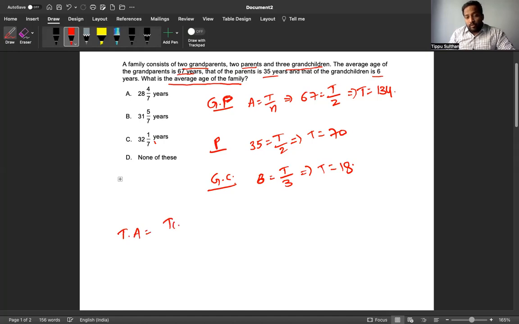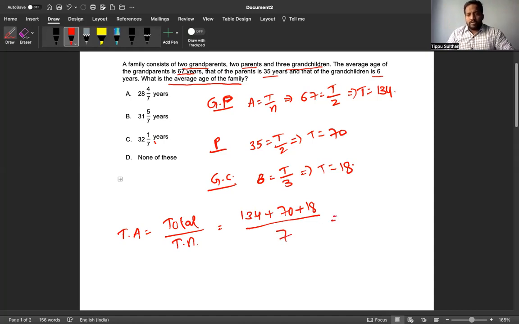So what is the total formula? Total sum of all ages by total number of people. Total sum of all the ages of all the people. So basically 134 is grandparents, 70 is parents, 18 is grandchildren. How many people are there? Can someone help me out? 2 plus 2, 4, 4 plus 3 is 7. This is your answer, guys.